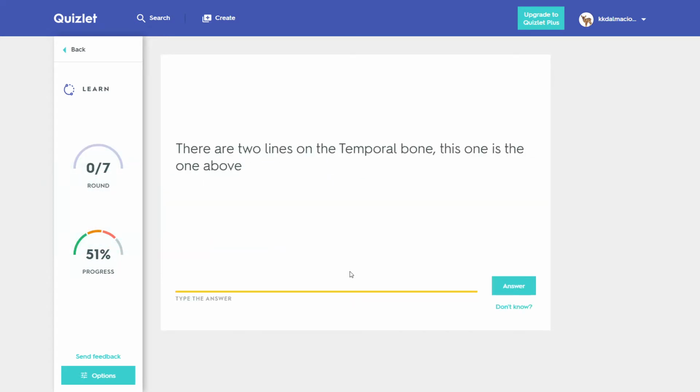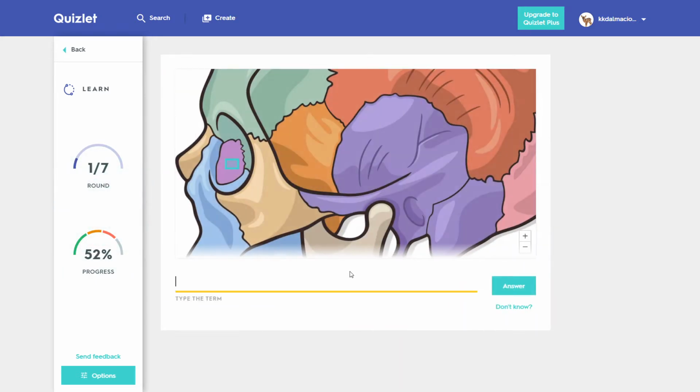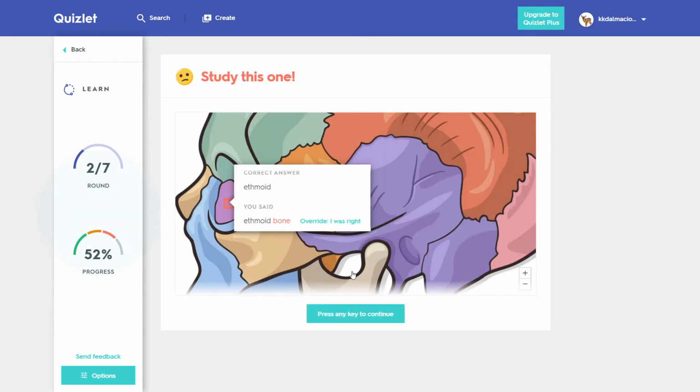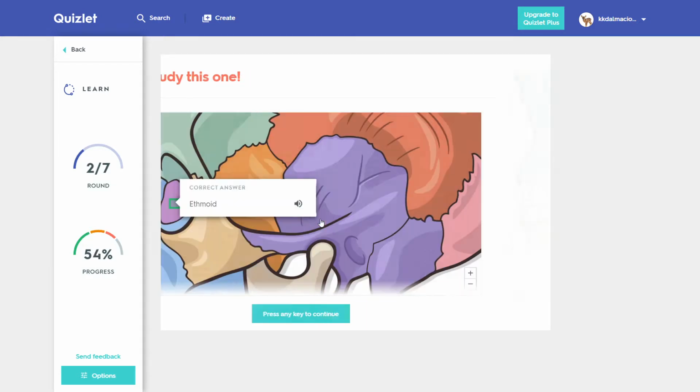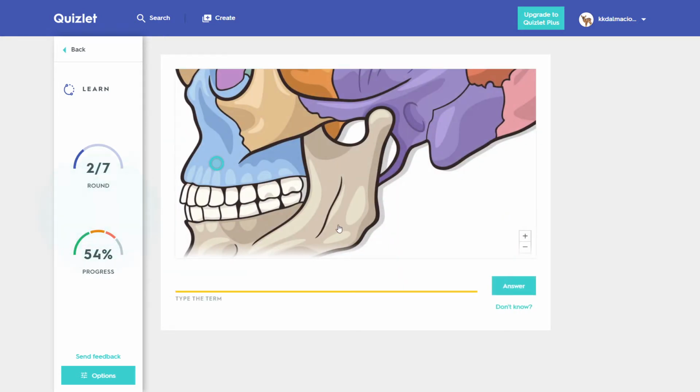There are two lines on the temporal bone. This one is the one above. Okay, so you must be the superior temporal line. Yep. That is your ethmoid bone. Oh, it's the same thing. I accidentally just put bone there, but it's still correct. Maxilla. Yep.